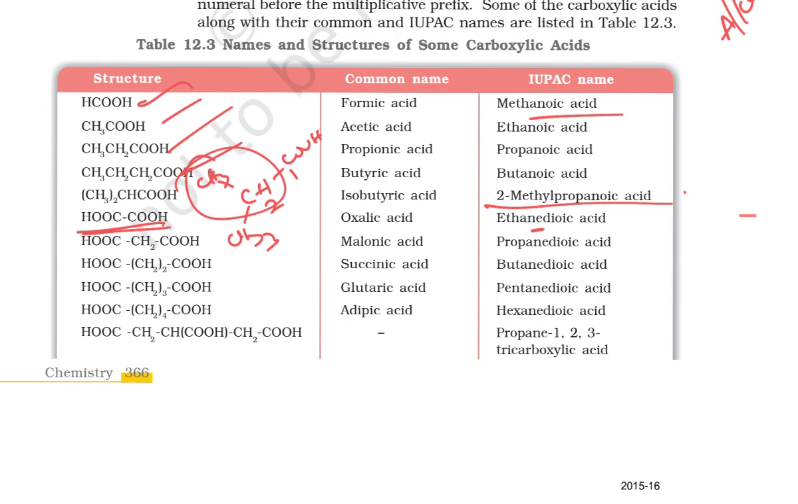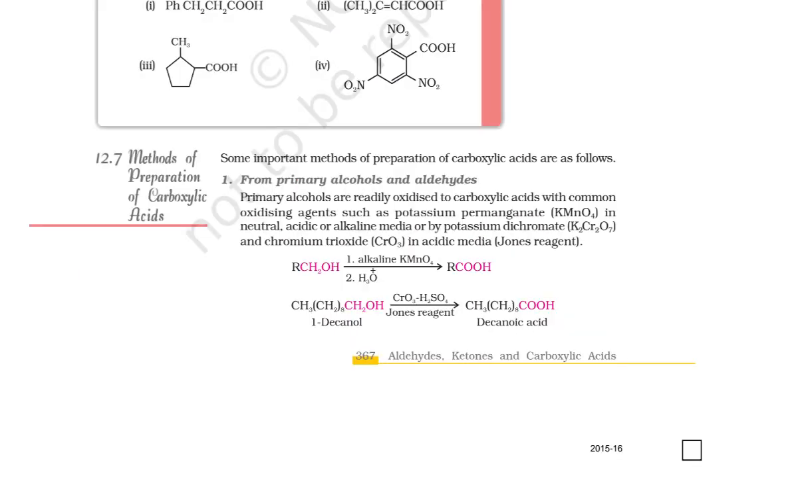So in ethane, E is retained, propane, E is retained, butane, E is retained. If two or more of the same functional group exist, the E of the alkane name is retained. So this is propanedioic acid, this is butanedioic acid, this is pentanedioic acid, this is hexanedioic acid. In this one, the first carbon, second carbon, third carbon, all three carbons have a COOH group, so we call it a tricarboxylic acid. Clear?